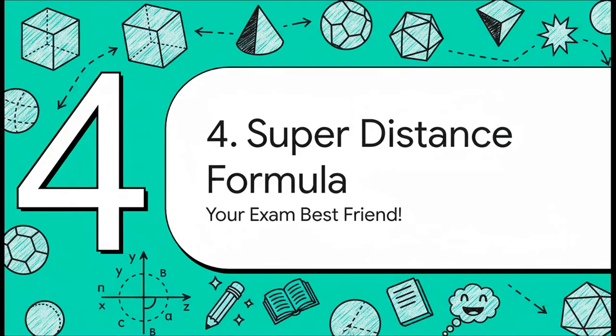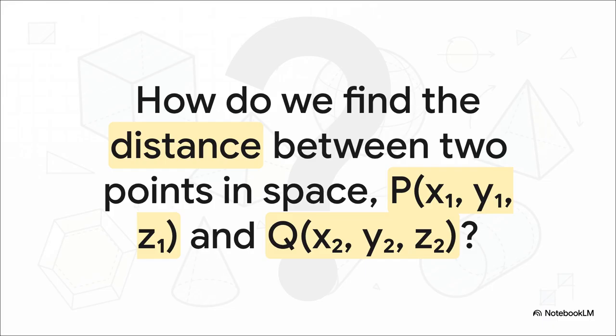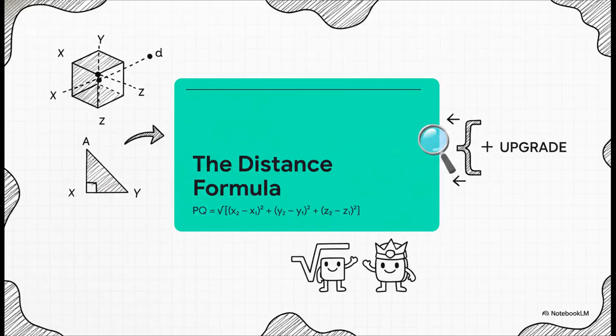All right, now for the most important part of this chapter, the formula that is definitely going to come in your exam. This is your new best friend, I'm telling you. So what if we have 2 points just floating in space? Point P over here and point Q over there. How do we measure the straight line distance between them? And ta-da! Here it is, the hero formula.